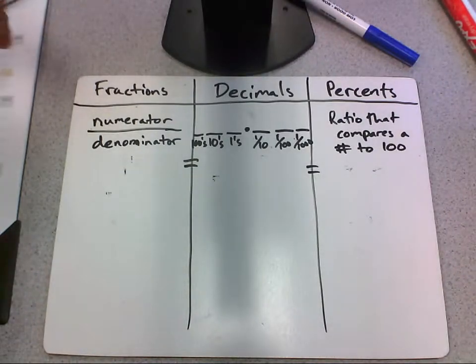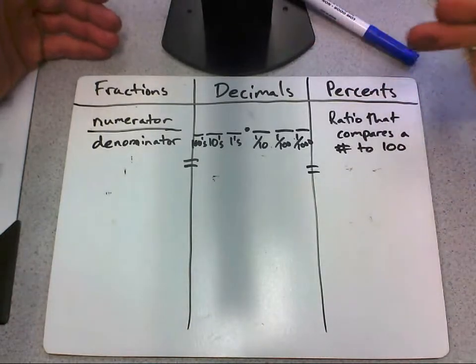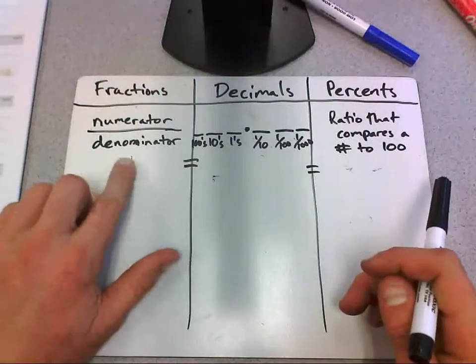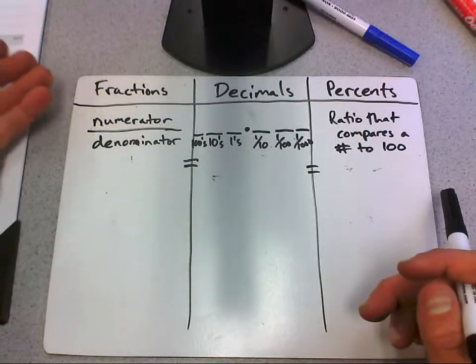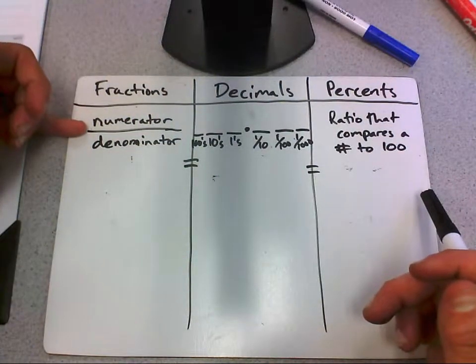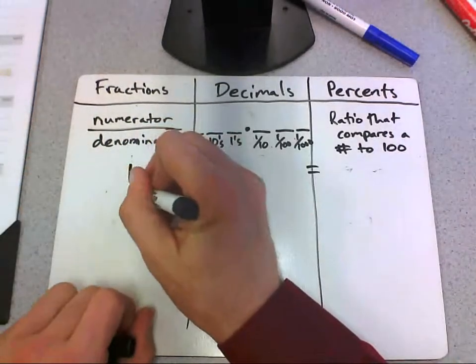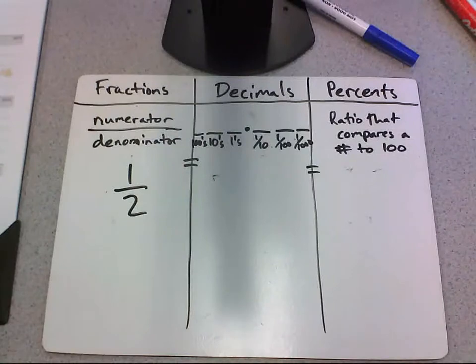I'm going to show you how fractions, decimals, and percents all represent the same thing. Let's start with the idea of a fraction. We know that as the numerator over the denominator. Simple ratio. We're used to seeing 1/2. That's a pretty easy fraction.